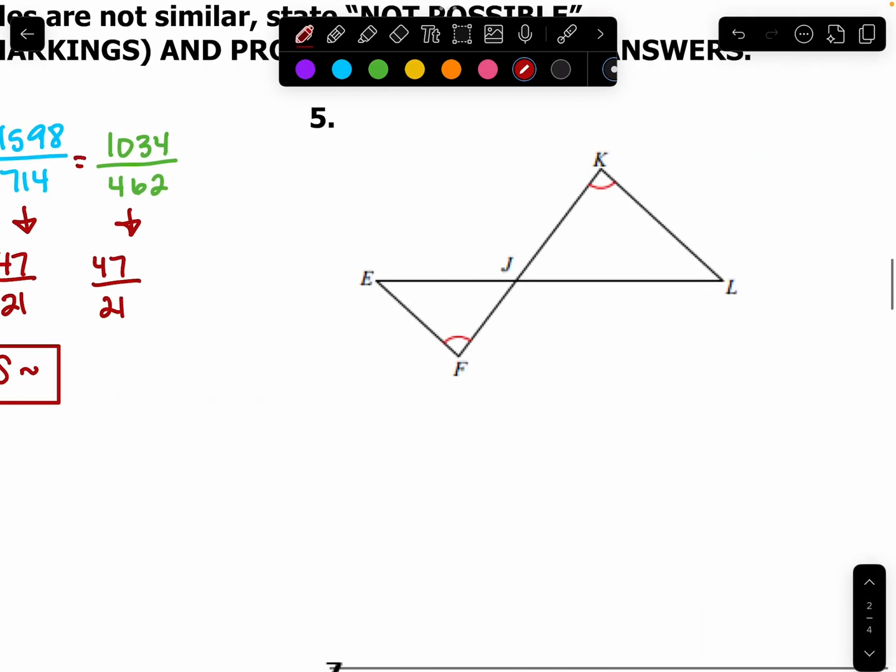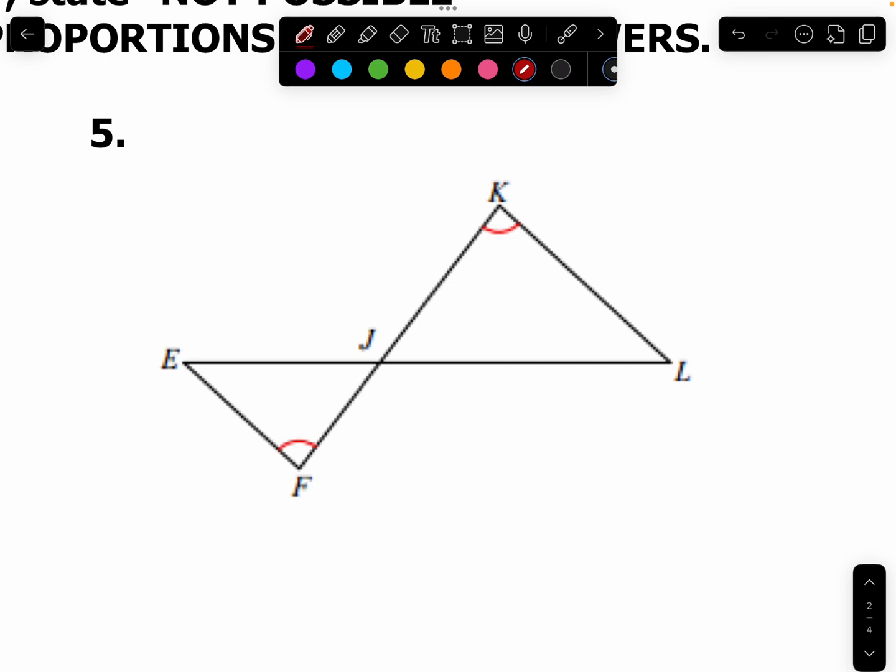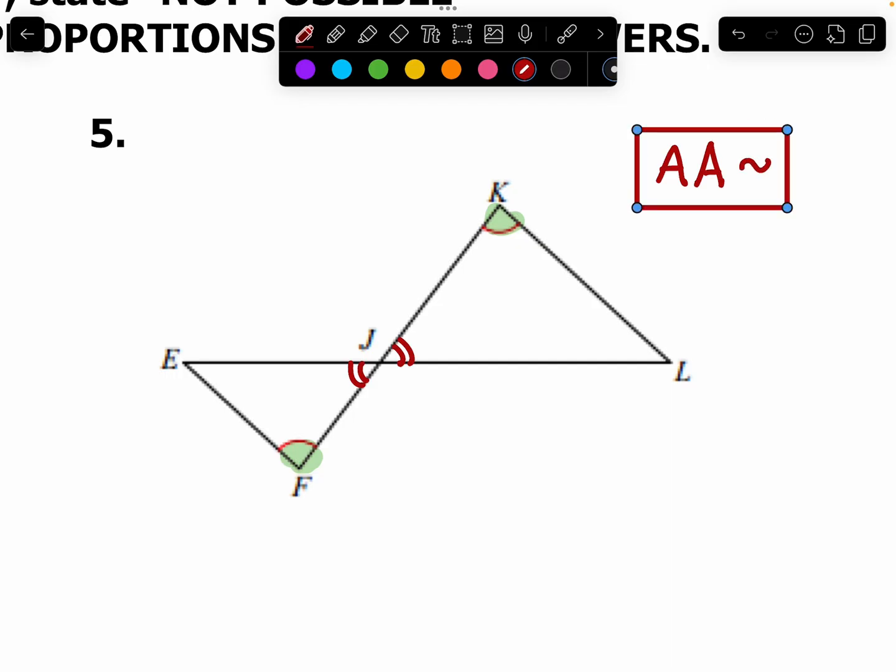Number 5. We have no numbers on number 5, so we're going to have to look at what we do have. I see here that in each triangle we have one angle that's marked. So that's A for angle. And then these are vertical angles here. Vertical angles are automatically congruent, so that's another angle. So there you go.